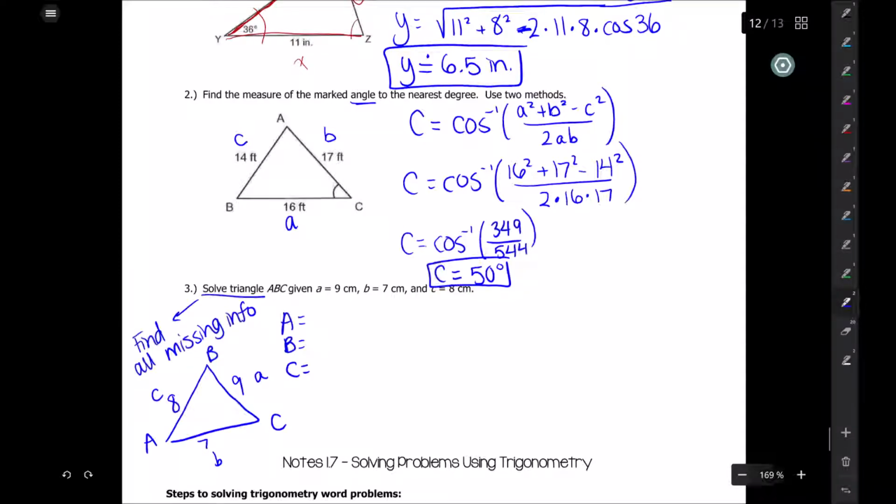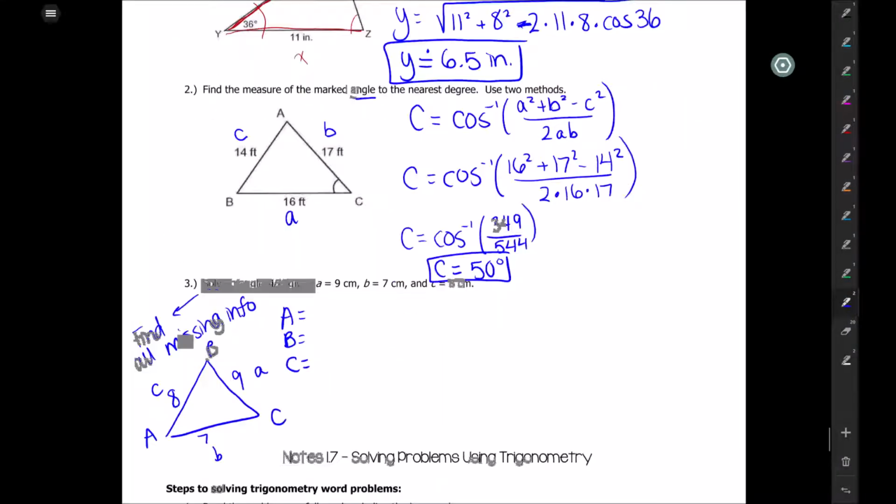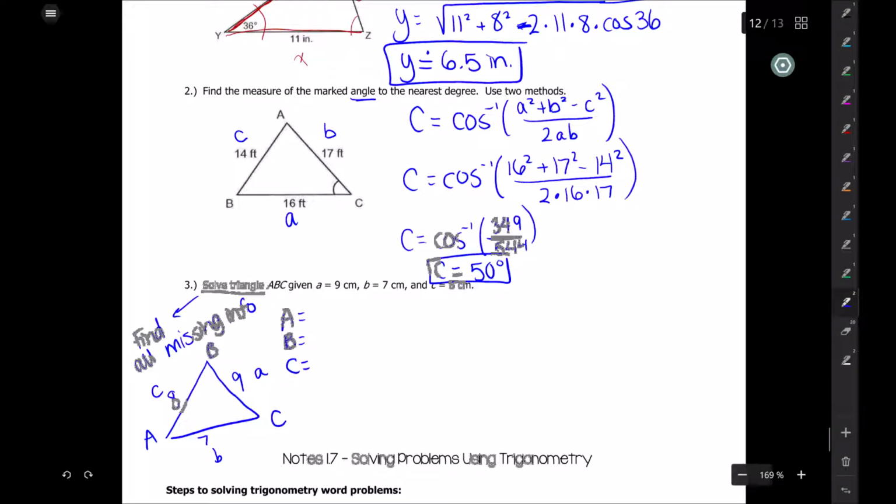Okay, now since we're given 3 sides, we should be able to use the cosine law. So we can find any one of these 3 angles that we'd like to find. Let's just start with finding angle A.